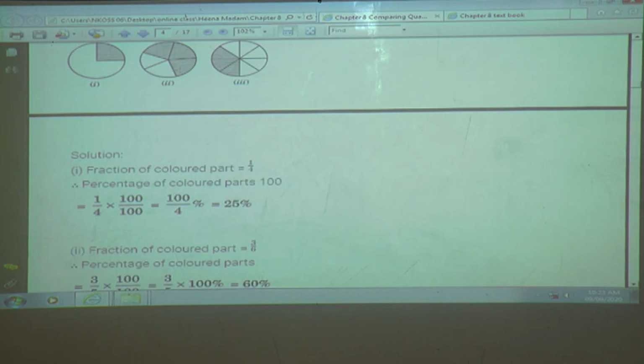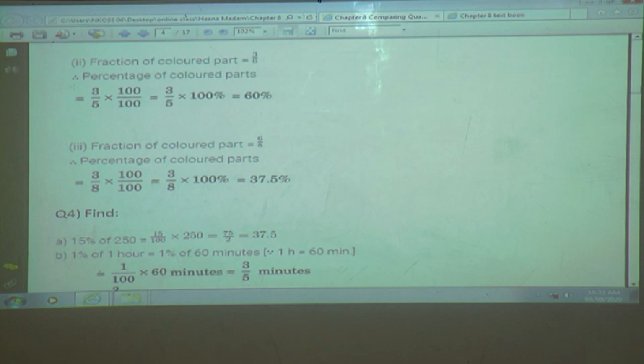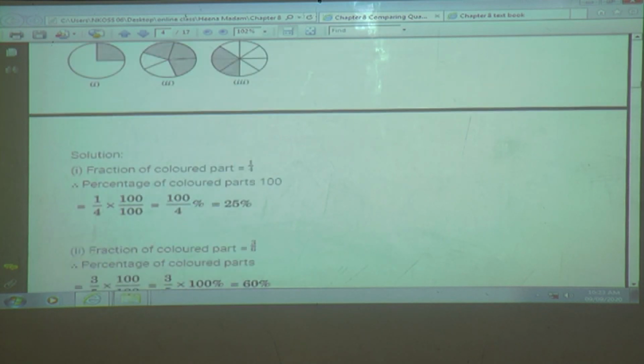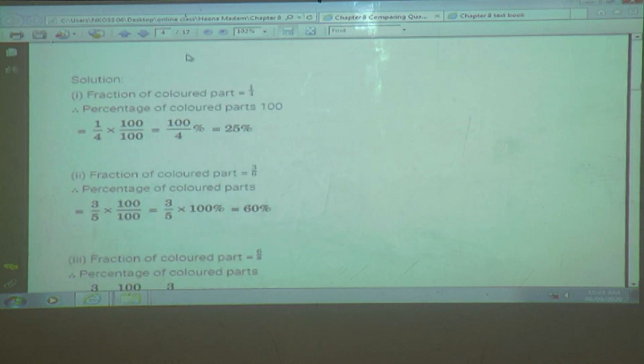We are having the second figure. Here in the second figure, out of 1 2 3 4 5 parts, 3 parts are colored. Sorry, I said 6 earlier, but out of 5, 3 parts are colored. So what will be the fraction? Here it is 3/5. There is a printing mistake.